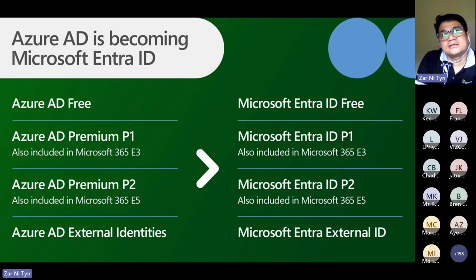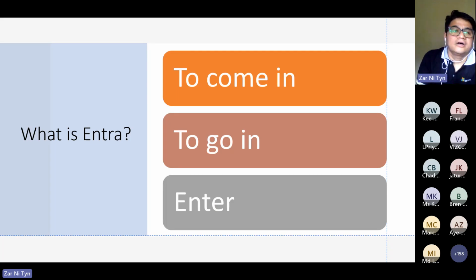If you want to know what Entra means, I can search an English dictionary. It is not an English word; it is a French or Portuguese word. In the French or Portuguese dictionary, entra means to come in, to go in. The English word is enter. So entra means enter. Microsoft changed from Active Directory to Entra, meaning to come in, to go in.